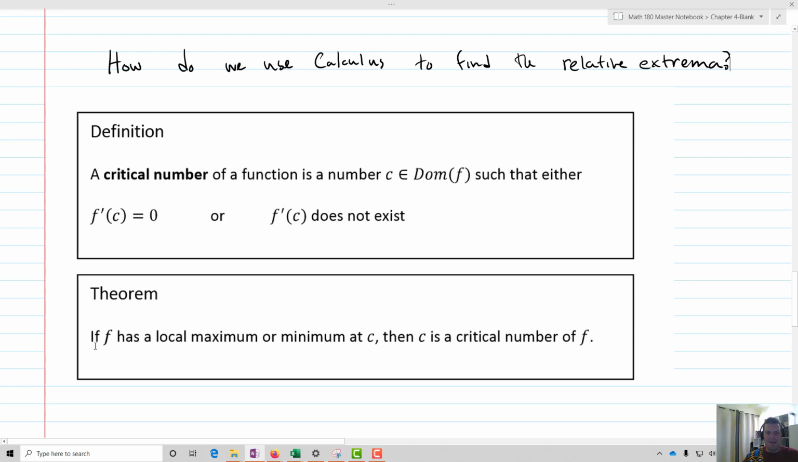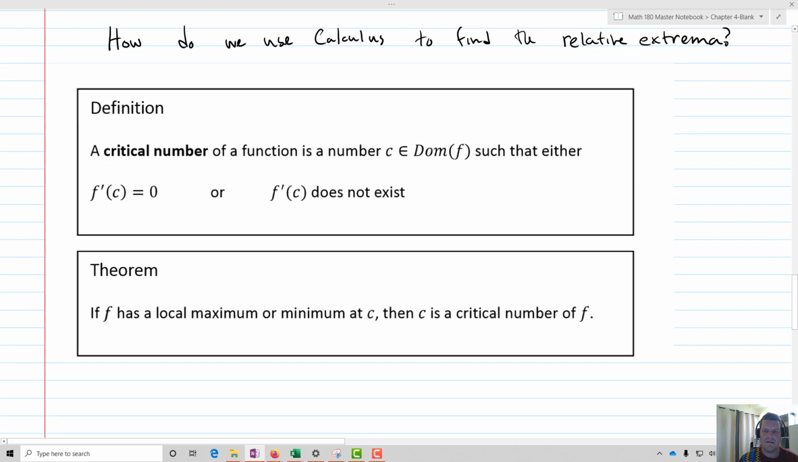Okay? And then we have the second theorem: if f has a local maximum or minimum at c, then c is a critical number of f. Okay? So notice what this is telling me is that if f has a local maximum or minimum at c, then c is also a critical number of f. All right? And that's going to be the way that we actually determine whether or not we have a max or a min. Okay? So let's take a look at this and let's discuss this for a moment.